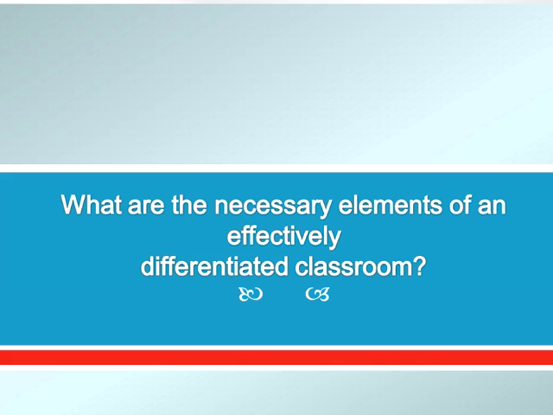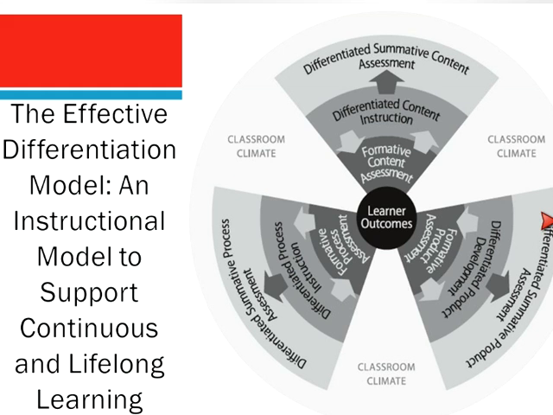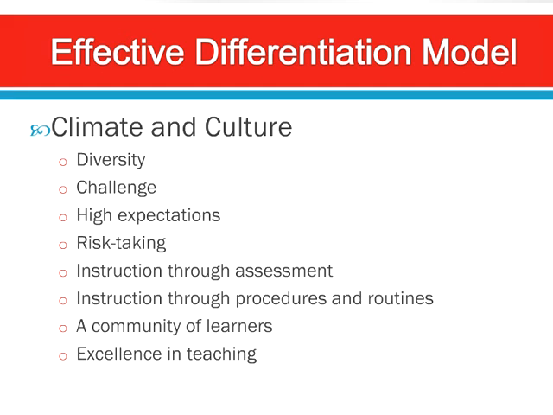So it boils down to, what are the necessary elements of an effectively differentiated classroom? You have a handout that's an effective differentiated model that's over there on your links. And I just want to talk about this as a whole as we're putting the pieces together. And if you'll notice, there are multiple concepts here. The light gray circle that goes all the way around is classroom climate. And that's what we've been talking about tonight.